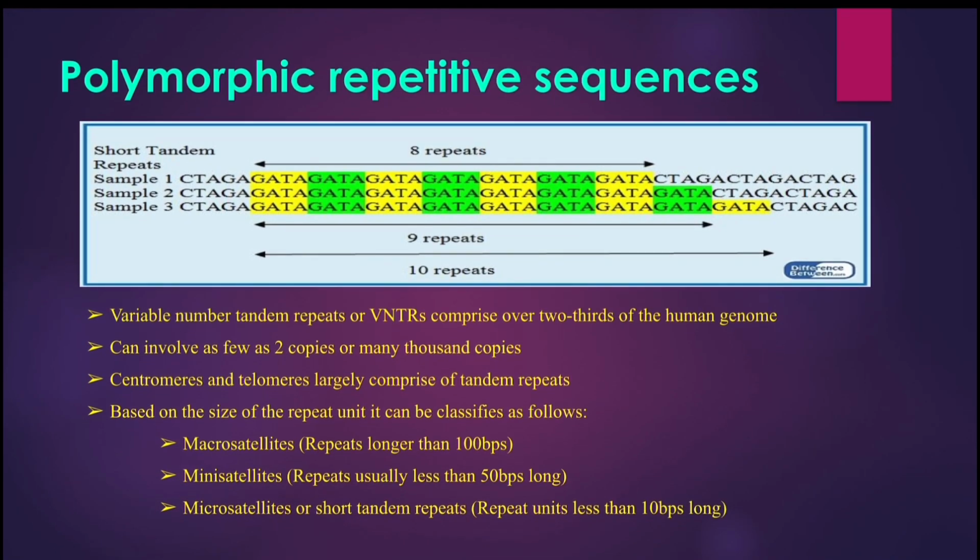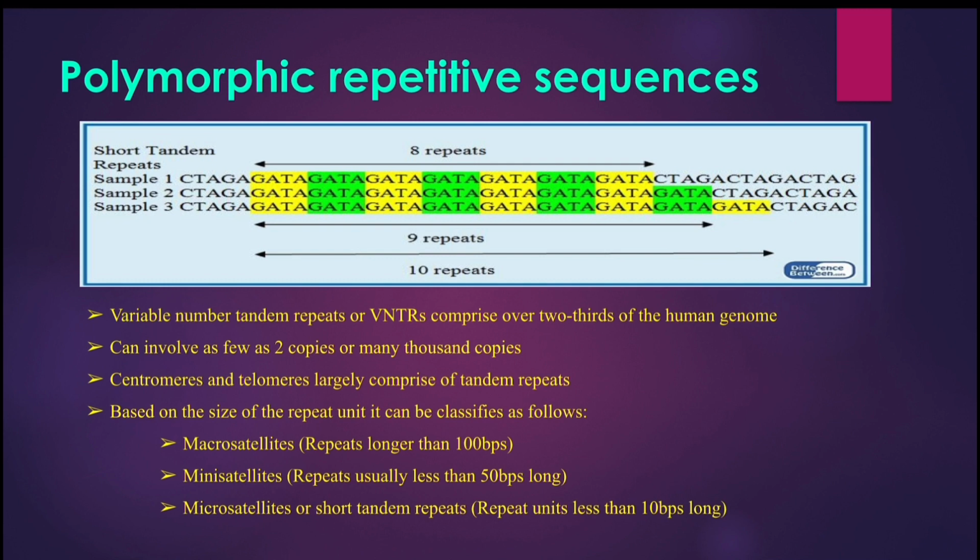Tandem repeats or variable number tandem repeats that are adjacent to each other can involve as few as 2 copies or many thousands of copies. Centromeres and telomeres largely comprise tandem repeats. Despite increasing evidence on the functionality of DNA repeats, their biologic role is still elusive and under frequent debate.